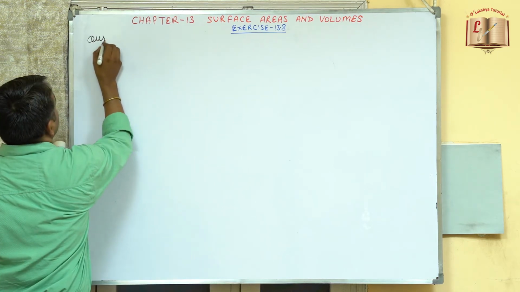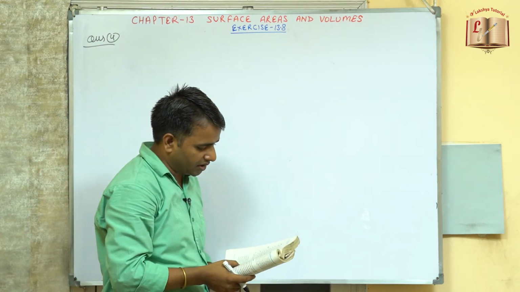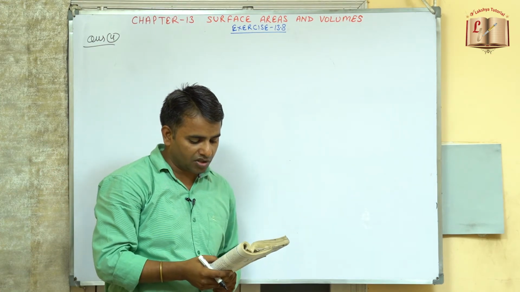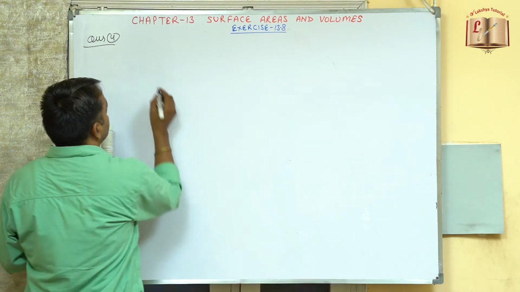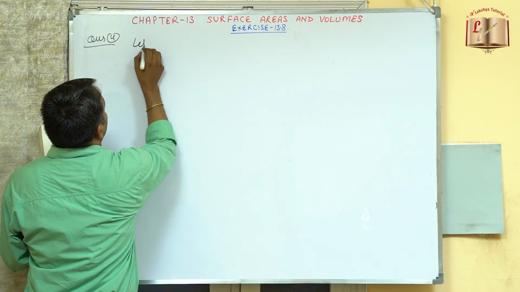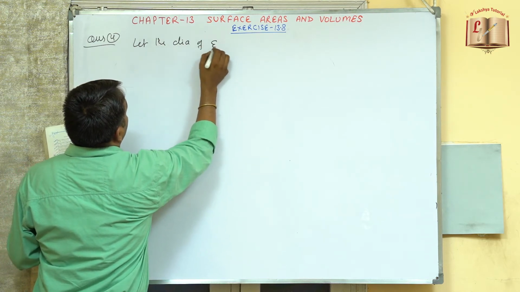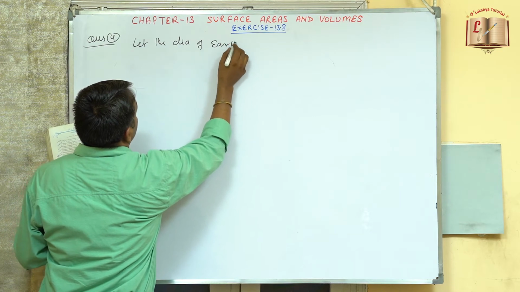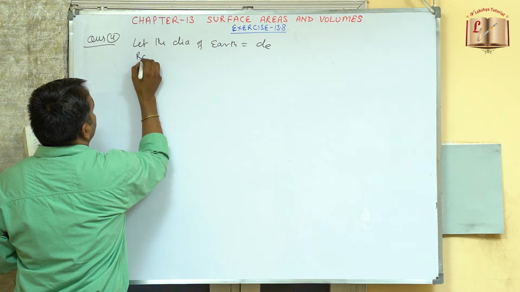So now coming to question number 4. This question is important from the exam point of view. The diameter of the moon is approximately 1/4 the diameter of the earth. So let the dia of earth be dE. So radius of earth.